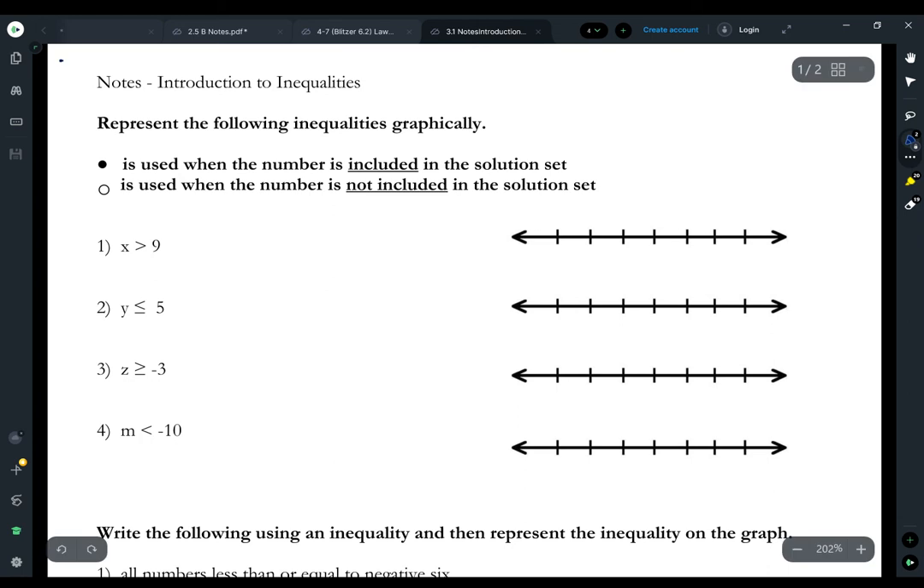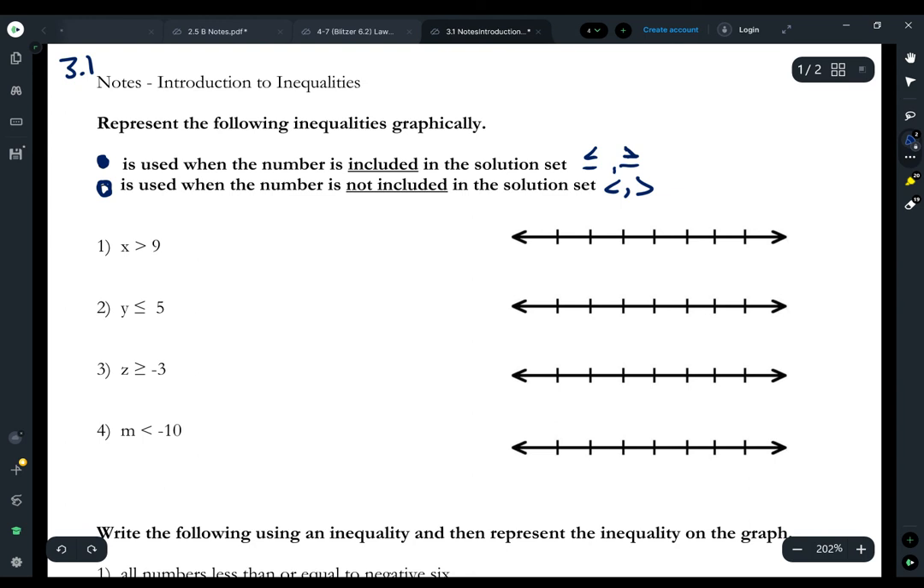These are our 3-1 notes, Introduction to Inequalities. So we are going to be graphing inequalities today. And then I've just got a little note here that we use a circle and fill it in when we're including the number. So that's for a less than or equal to or a greater than or equal to. And we use a big open circle when we're not actually including the number. So that would be like less than or greater than.